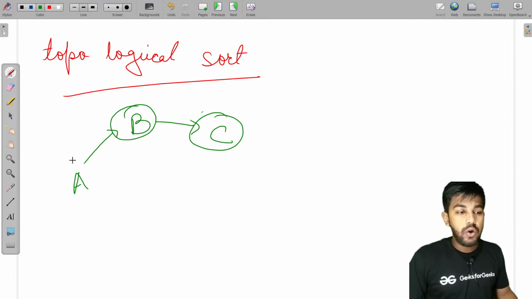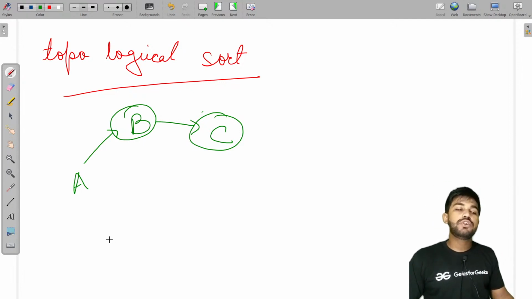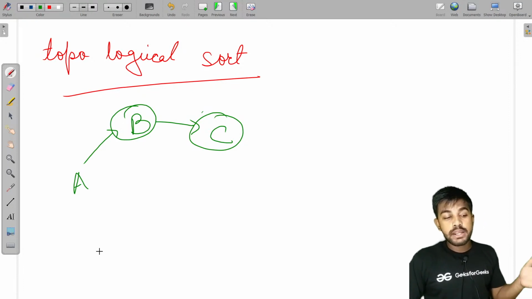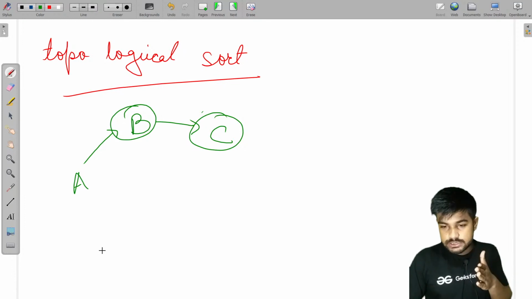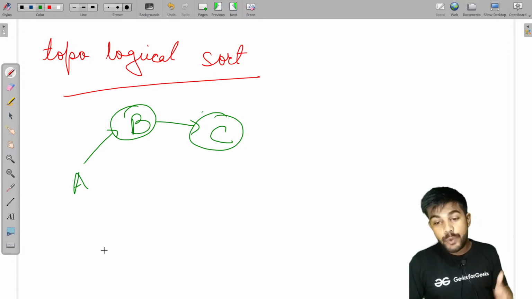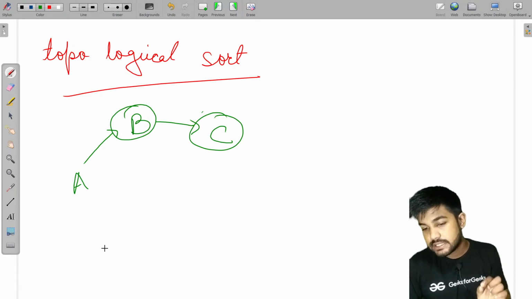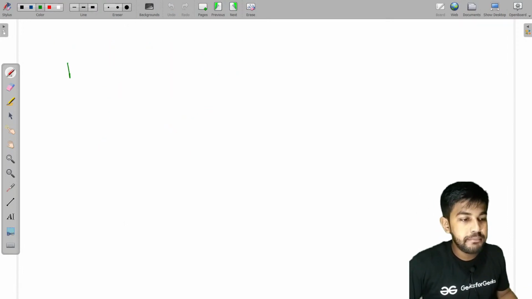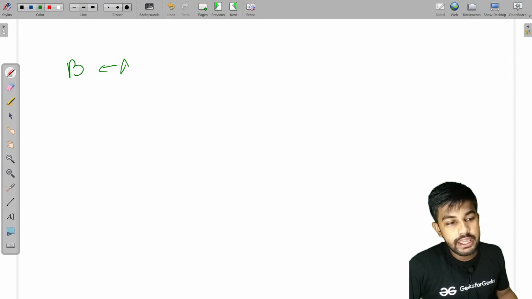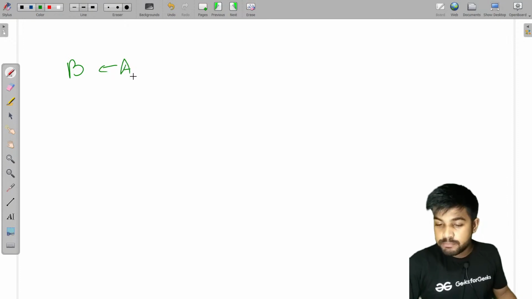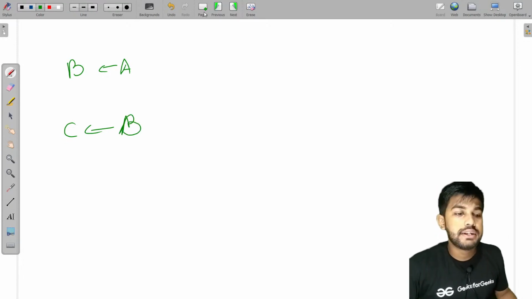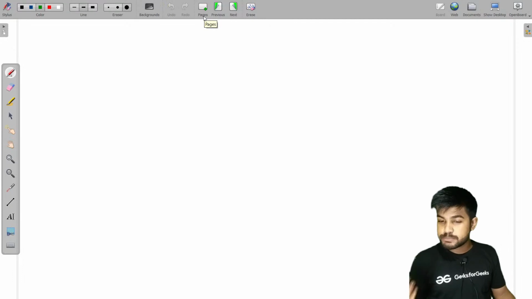Now we need to find a way where we can complete all the courses with proper dependencies, like completing B before A, completing C before B. Now, how is topological sort performed?